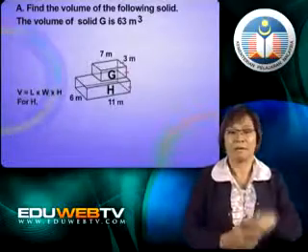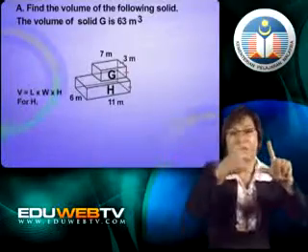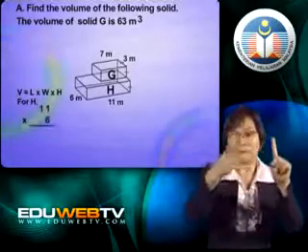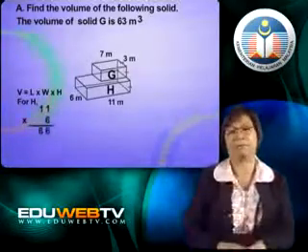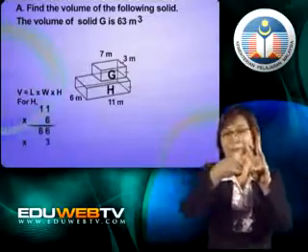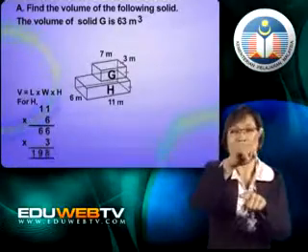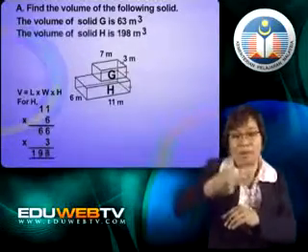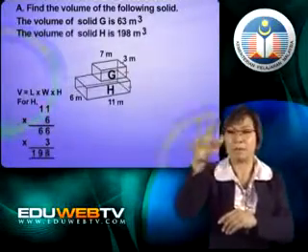Volume H is equal to length multiplied by width multiplied by height. 11 multiplied by 6 equals 66. And 66 multiplied by 3 equals 198 meters cubed. The volume of solid H is 198 meters cubed.